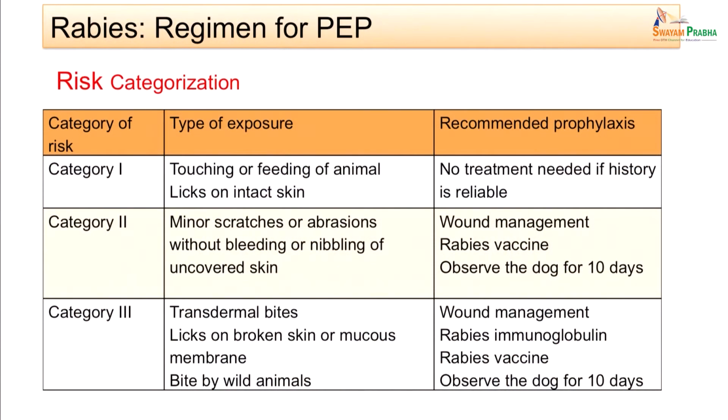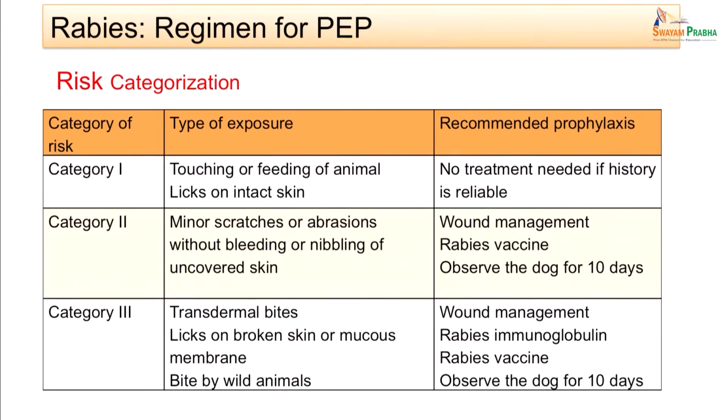Now, the regimen for post-exposure prophylaxis depends upon the category of risk. The risk categorization is done on the basis of the type of exposure. Three categories of risk are identified: category 1, category 2 and category 3. Category 1 is just touching or feeding of the animal, or licks of the animal on intact skin. So, it does not constitute any risk, and does not require any prophylaxis.